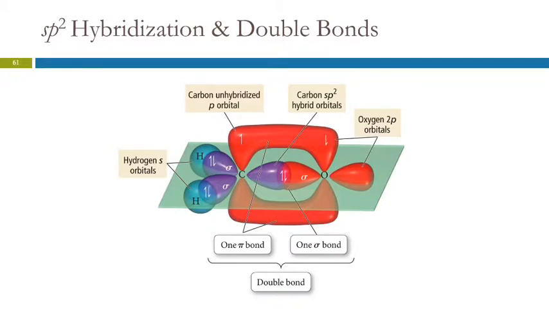They can't overlap end to end like these are doing. So they do this really weird side-to-side overlap thing. Do you think that overlap is as good as this overlap? No, it isn't. So we have two different kinds of bonds here. This end-to-end overlap is called a sigma bond.